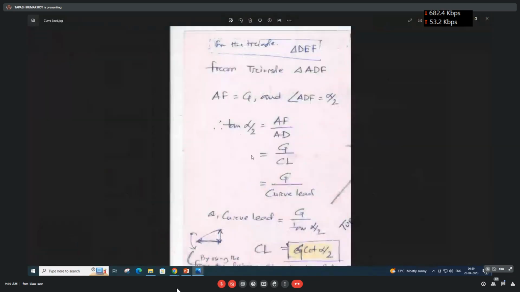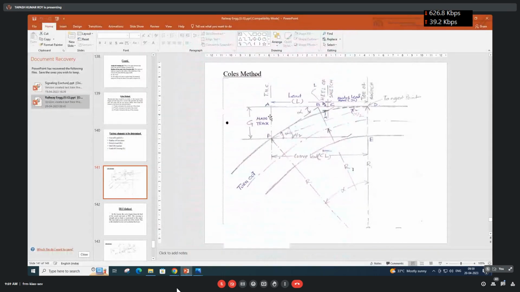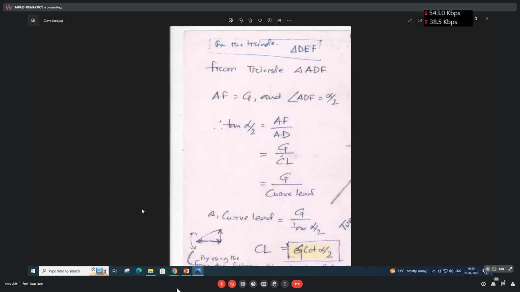So again we come here, curved lead. In angle ADF, AF equal to G, gauge, and angle ADF equal to alpha by 2, that I have discussed. Now tan alpha by 2 equal to AF by AD. AD is equal to CL. Very simple, we can easily find it out. So we can write CL equal to G by tan alpha by 2, or CL equal to G cot alpha by 2. Can we write it?